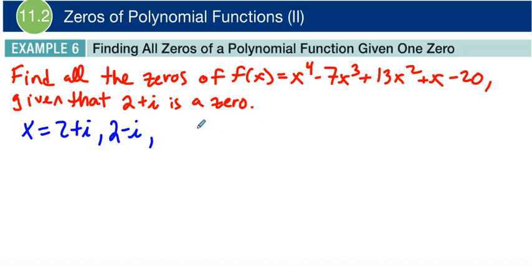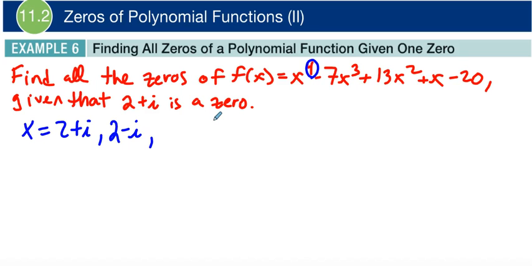But what about the others? And check this out. I do know that because the power is 4, because of the fundamental theorem of algebra, the highest power tells us how many roots or zeros and how many factors there are. So I'm already halfway there. I know that one of them is 2 plus i, and I know that the other is 2 minus i. So really, all we have to find is 2 more.